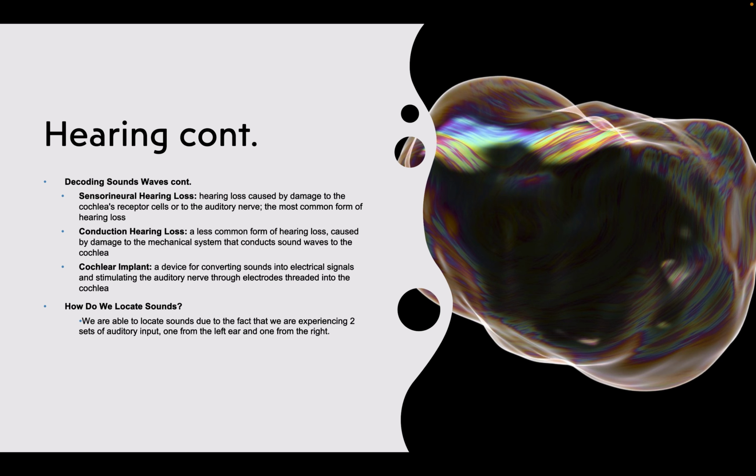So how do we locate sounds? We are able to locate sounds due to the fact that we are experiencing two sets of auditory input, one from the left ear and one from the right. We take those two sensory inputs and are able to determine where a sound is coming from based on how loud or soft something is. If the input that comes into my right ear is louder than the input that's coming into my left ear, then I know that the sound is from my right. If they're the same, like my cat's meowing right now, I know that she's right in front of me, demanding attention.